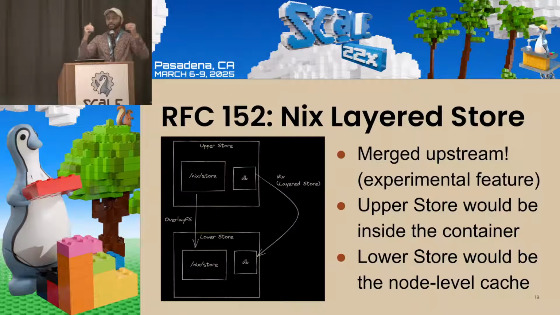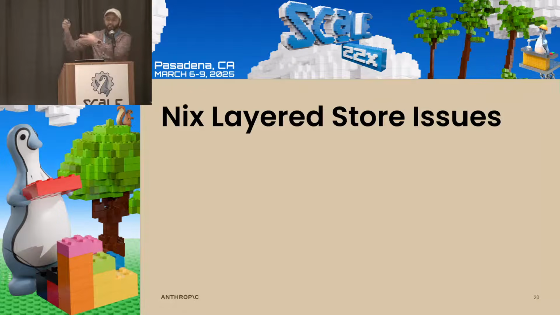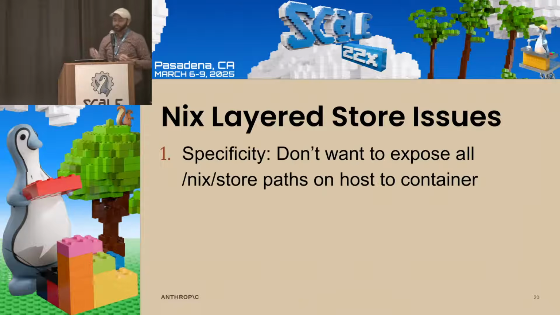And so at runtime inside the container, Nix layered store is able to combine both of these stores into one logical store, and then also combine their databases together. And so on the surface, this seems like it works. Download things into the lower store, use it for production. In development, you have the upper store. There's two big problems with it for us.